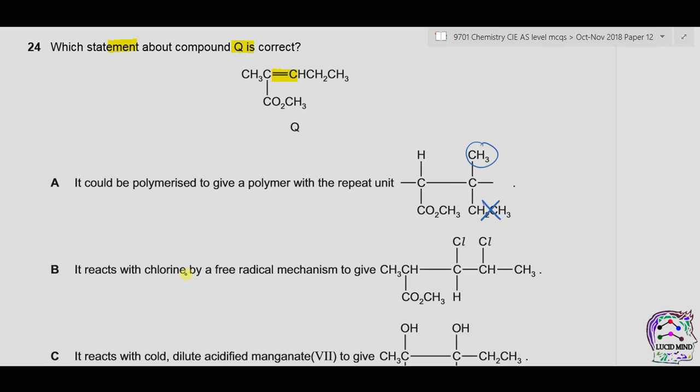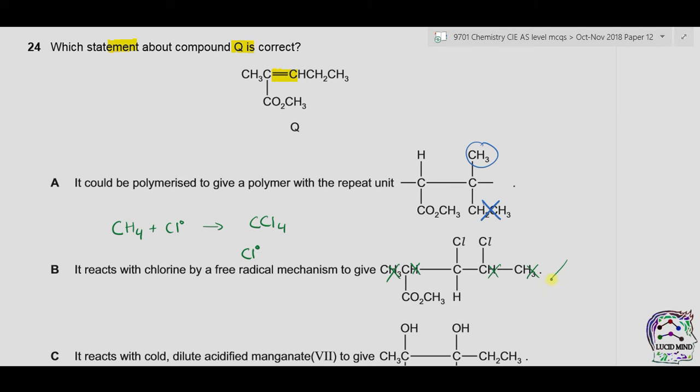Part B, it reacts with chlorine by a free radical mechanism to give this product. Now in free radical mechanism, chlorine radical is present which will react with all the hydrogens present in the molecule, so no hydrogen will be left behind. As all hydrogen will become HCl and chlorine radical will form Cl. For example, when we have methane CH4, it can react with chlorine free radicals in a free radical mechanism, and all 4 hydrogen are replaced by chlorine in the end product.